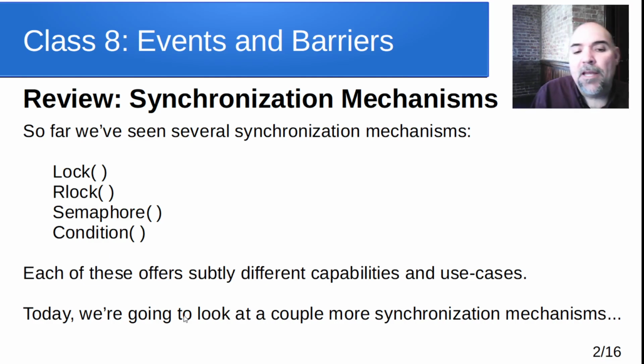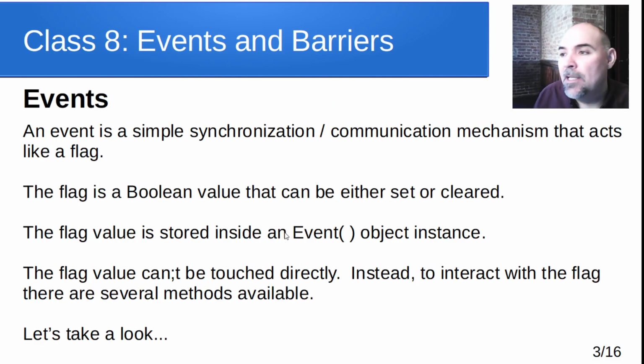Now, today we're going to look at a few more synchronization mechanisms and then one final bonus thing at the end today. The thing we're going to start with is events. An event is a really simple synchronization and communication mechanism that essentially acts like a flag. It's kind of like a flag variable that you either raise, set to 1, or set to 0, and it's Boolean like that. It is either 1 or 0, or true or false, which means the operations on it are either you can set it, meaning raise the flag, or you can clear it, meaning lower the flag. And the value of that flag itself is actually encapsulated or stored inside of an event object instance.